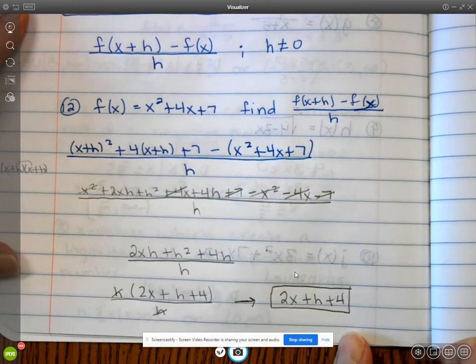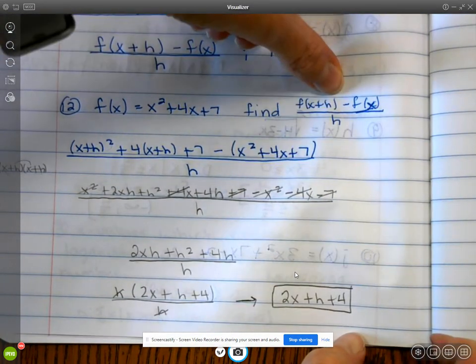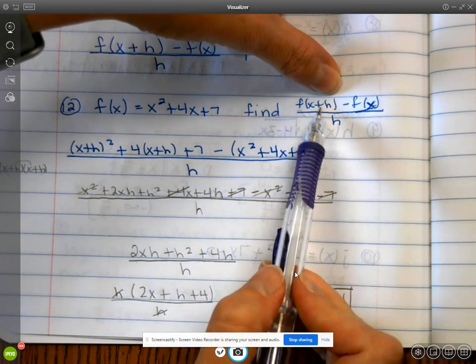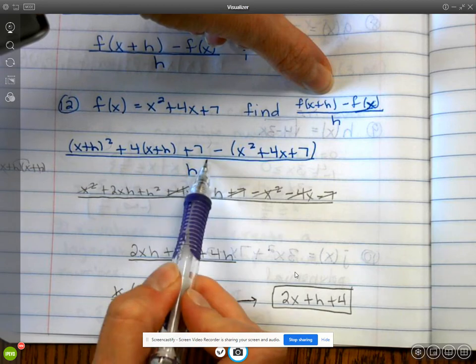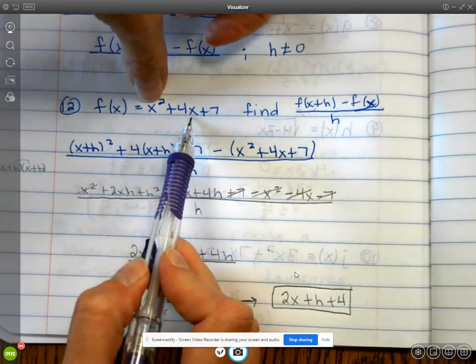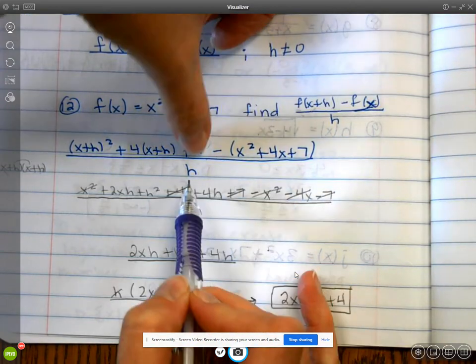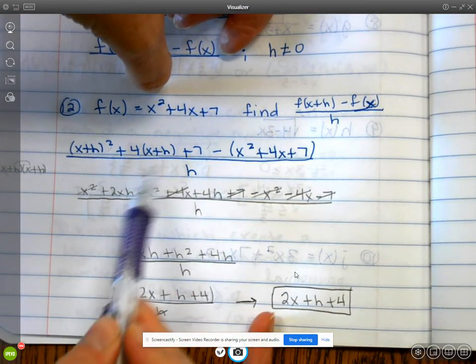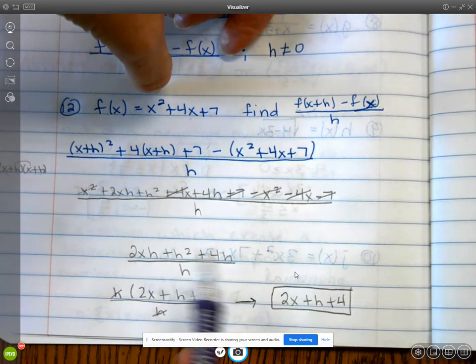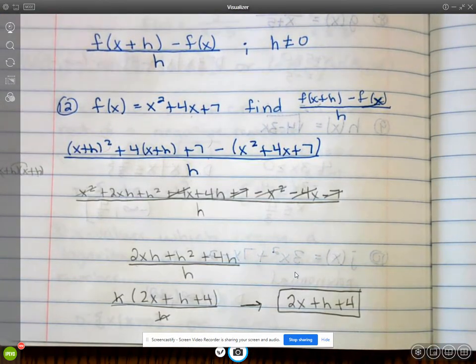All right, so all we did was they gave us this function, and they told us to find the difference quotient. So I did this piece, which is here, plugging in x plus h for the x's. And then I did this piece, which was just subtract the function all over h. So I did some math and cleaned all of this up and collected my like terms and factored out an h and divided it off. All right, so listen to that again if you need to.